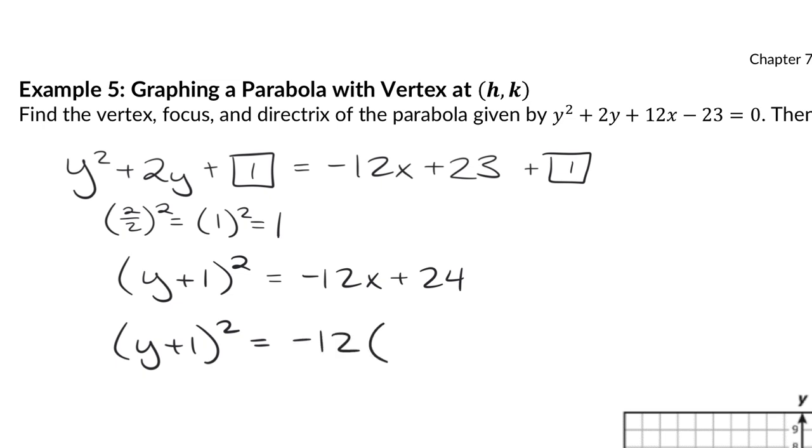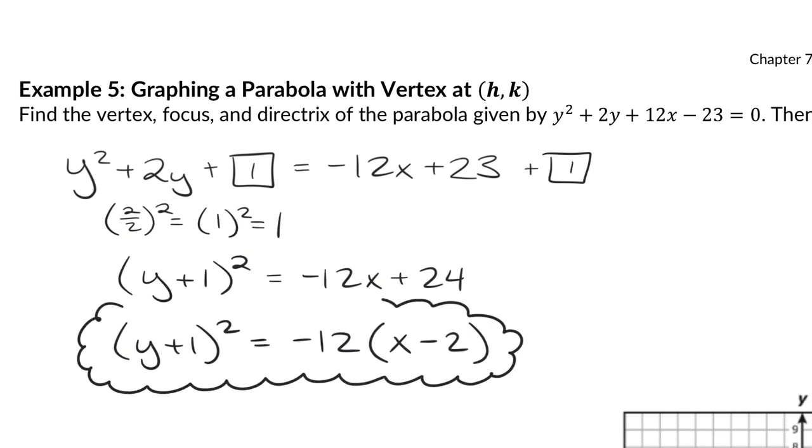Negative 12 over 12 is 1, so it's just x. 24 over negative 12 is negative 2. Oh, snap. This looks beautiful now. This is the standard form for a parabola, which unfortunately is not what I actually asked for in this question, but we need it to be able to answer the actual questions.